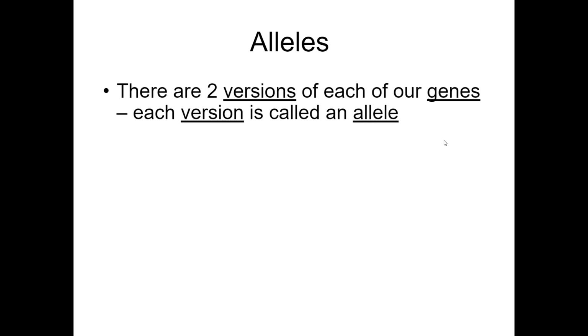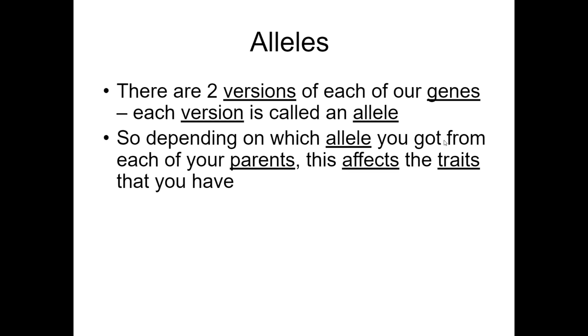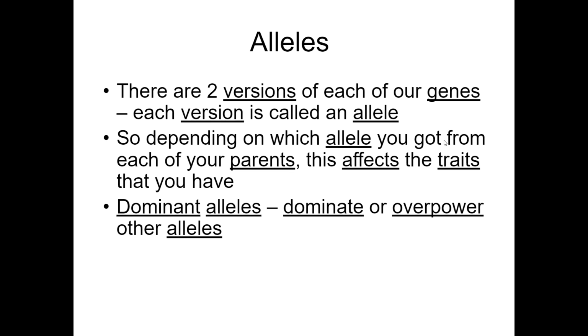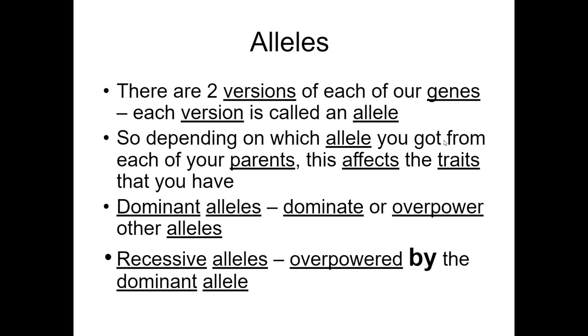So alleles. There are two versions of each gene. Each version is called an allele. So depending on which allele you got from your parents, this affects the traits that you have. Dominant alleles, now this is really important. Dominant alleles are the ones that dominate or overpower the other alleles. Recessive alleles are the ones that are overpowered by the dominant ones.